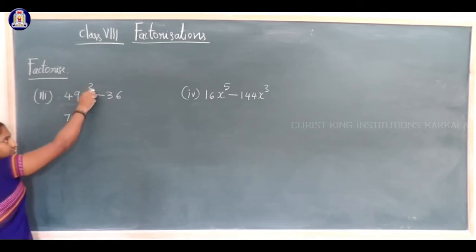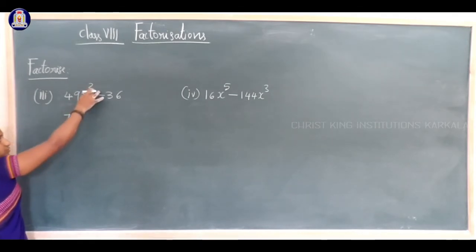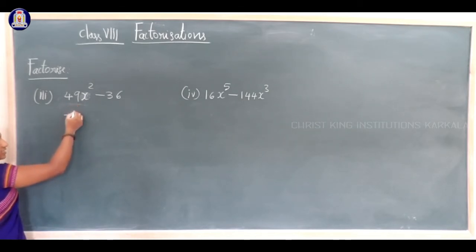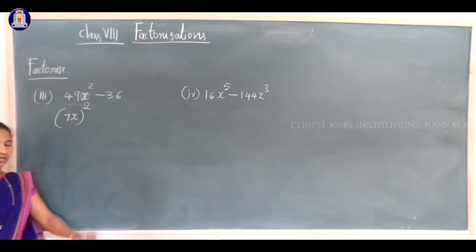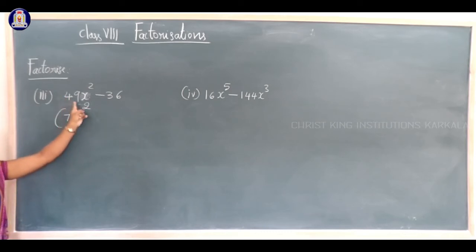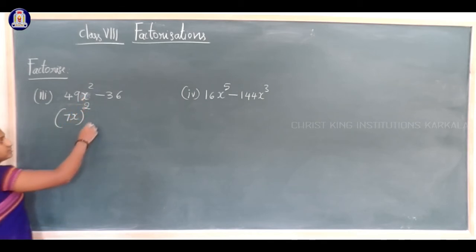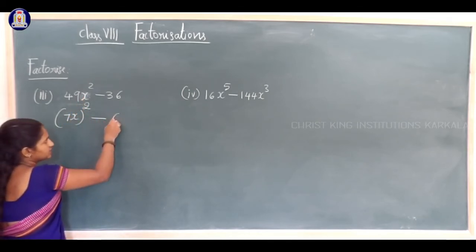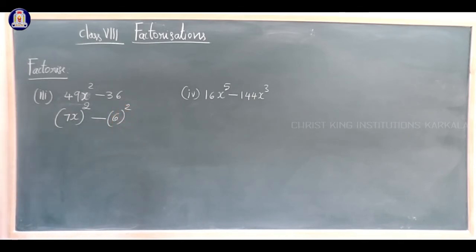So here x square is given. The given variable is x. So x square, and here we can write this as 7x the whole square. Clear? 7x the whole square. That means 7 square is 49, 7 into 7, 49, and even x square. Correct? Minus 36 can be written as 6 the whole square. 6 square, 6 into 6 is 36.